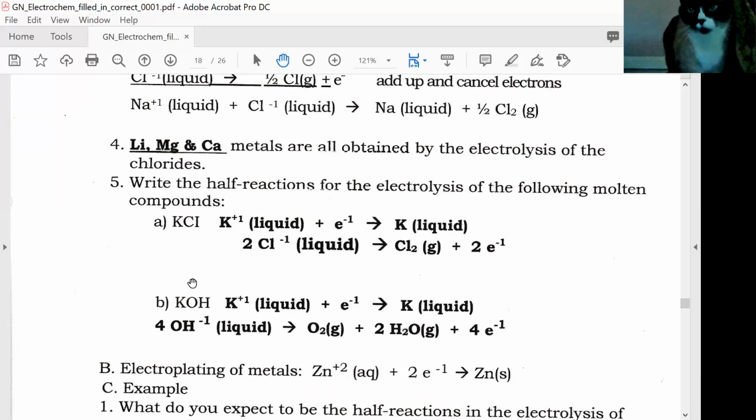Then potassium hydroxide, you'd have potassium ion liquid plus an electron goes to potassium atom liquid. And then we'd have 4 hydroxides liquid going to oxygen gas plus 2 water gas plus 4 electrons.